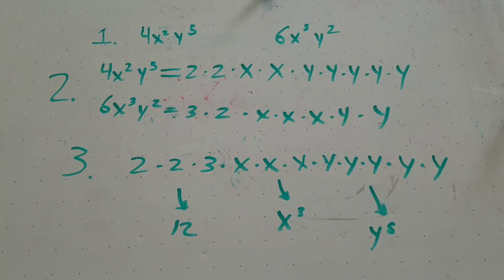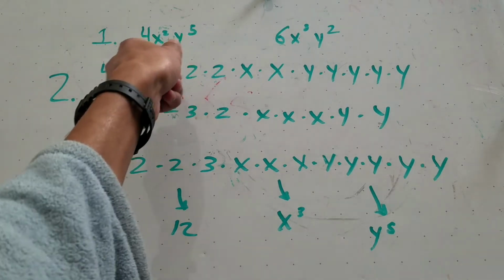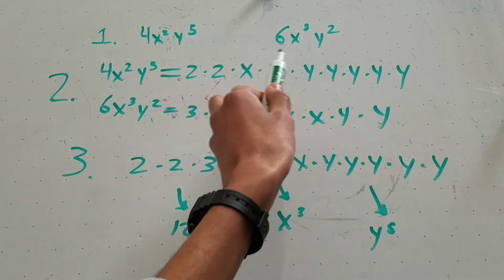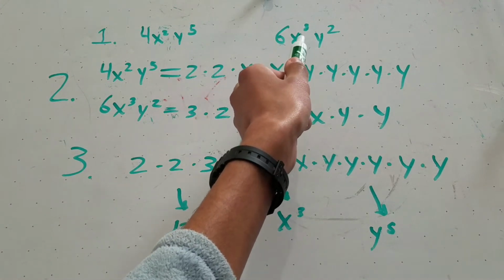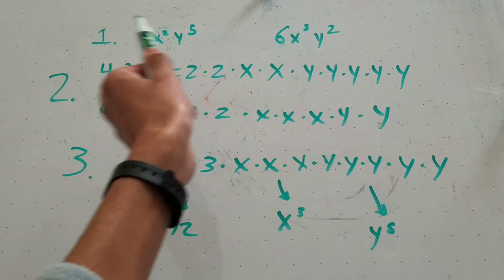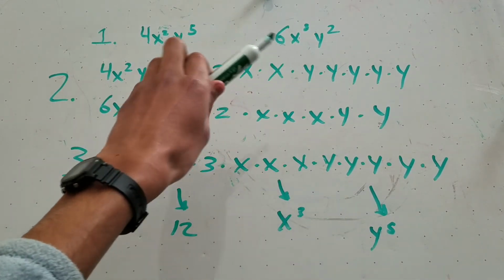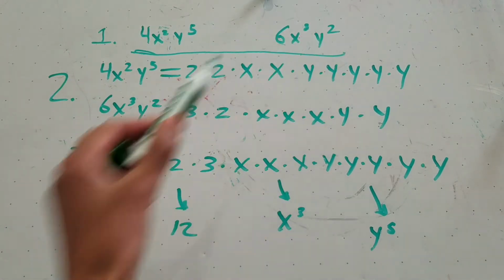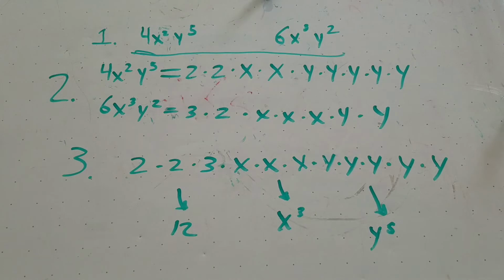Alright guys, so this is just one problem that I have here, and obviously you're trying to find the LCM, which I didn't write down, of these two numbers right here. What we have is 4x to the second, y to the fifth, and 6x to the third, it's kind of hard to see, but x to the third, y to the second. Don't look at the rest of this stuff, just look at what you're given right here. Those are your two numbers, and you want to find the LCM.